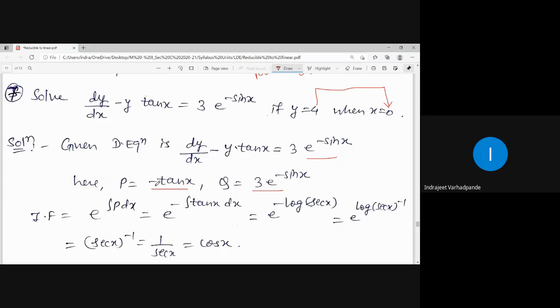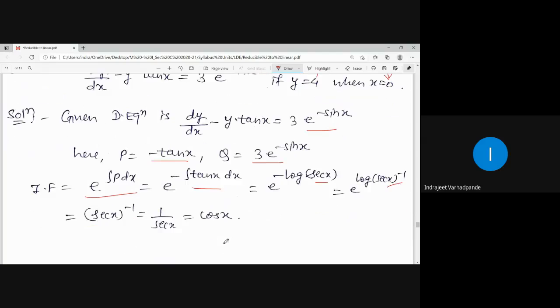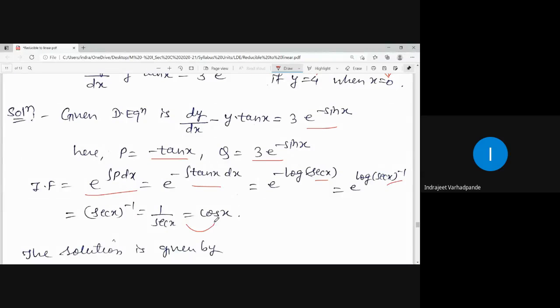So the integrating factor is e to the power integration of p dx. So e to the power integration of minus tan x dx, which is minus log of sec x to the power minus 1, that is 1 upon sec x, and 1 upon sec x is written as cos x. So this is clear, integrating factor.